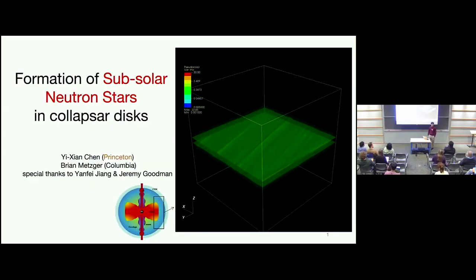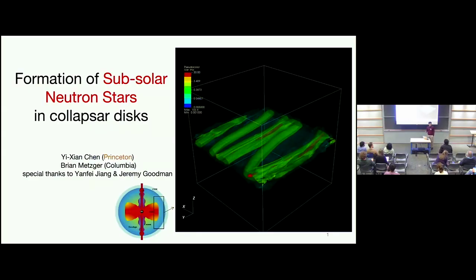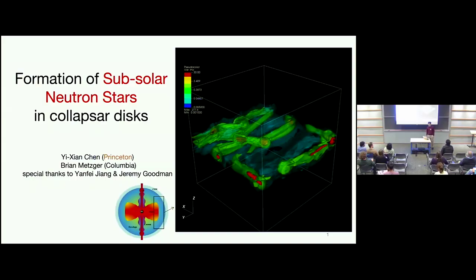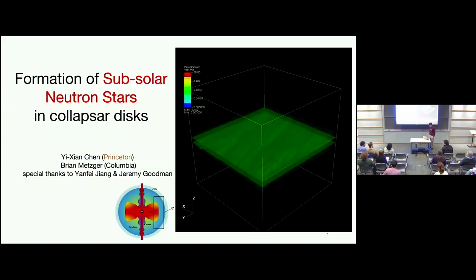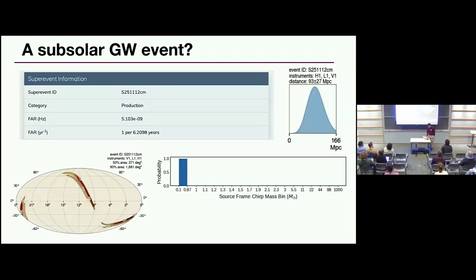And before you throw me out, and I know Adam would want to, I'm glad he's not here right now, but let me just point out that last week there was a potential event with a moderate false alarm rate. It's very close, and the chirp mass is inferred to be lower than 0.87 solar masses. And this kind of mass is completely unachievable by normal neutron star and black hole evolution channels.